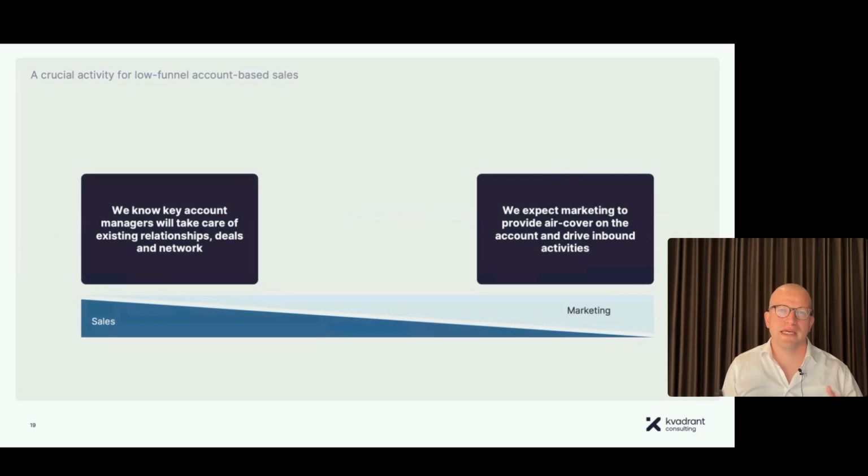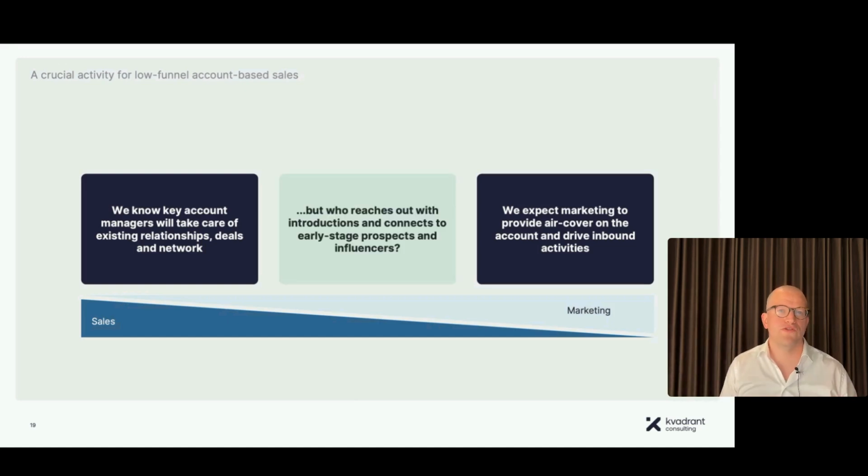So this whole aspect of constant prospecting, constant outreach to build network in the account gets dropped in the middle, because we know the key account manager is super focused on existing relationships, existing deals, his existing network, while marketing is off to the side, providing air cover, doing inbound activities, and so on. So what happens to that early stage prospecting and influencing? Something you would include in every market plan. Again, if we were entering France, we would probably have some key account management going after big deals and some inside sales efforts doing prospecting, for example.